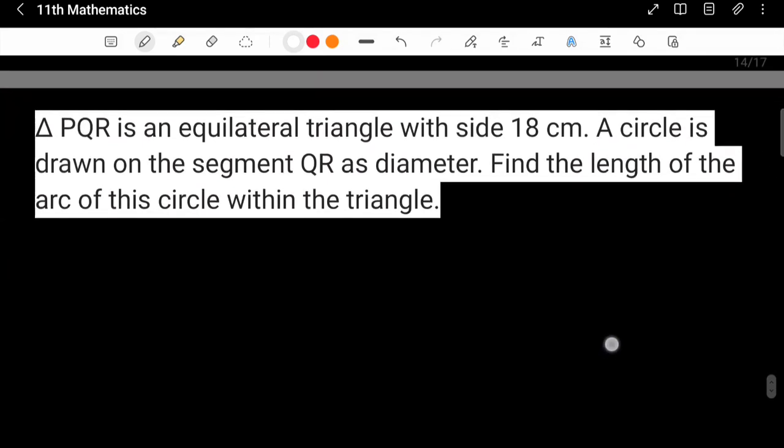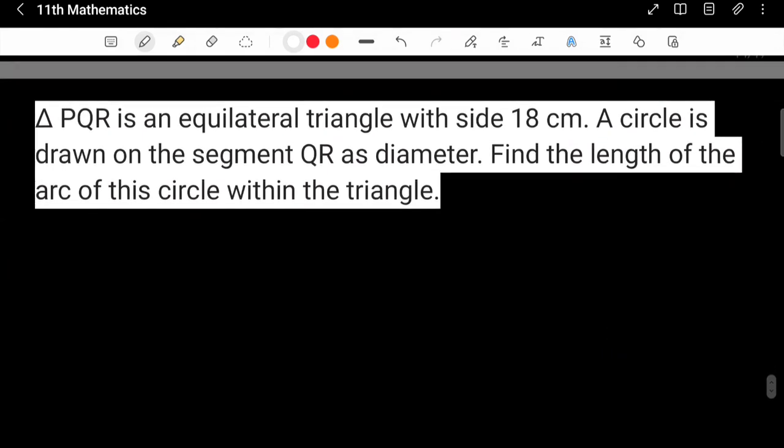Okay, so this is the final question of the video. Let's read the question. We have triangle PQR, and it is an equilateral triangle of side 18 centimeter. A circle is drawn on the segment QR as the diameter. So segment QR of the triangle is used as the diameter. We have to find out the length of the arc of the circle which is within the triangle.